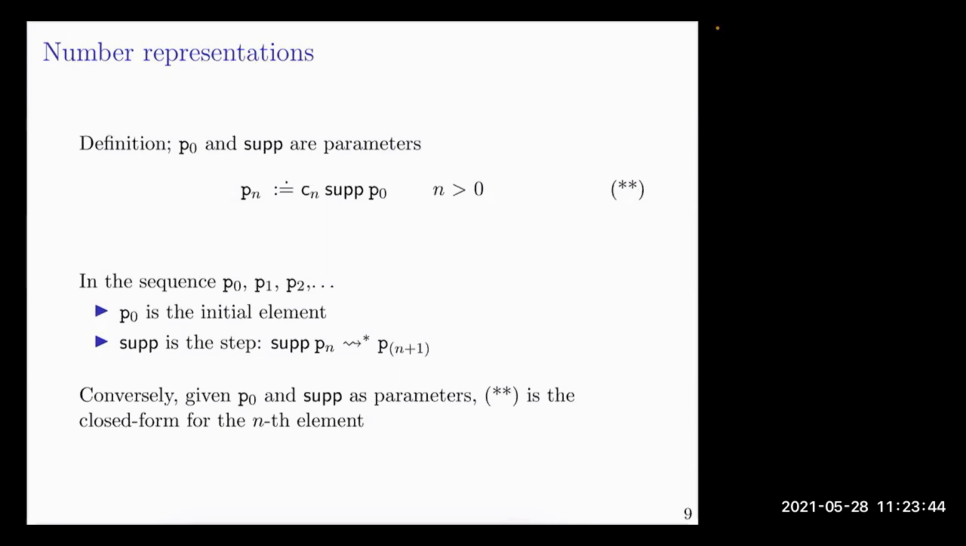Then only P0 is the parameter, right? Pn you just defined now, right? So the only parameter is P0. Yes. So P0 is the initial element, and of course it's consistent. If I plug 0, then sup is the step function. To see that, apply sup to Pn, it would be Pn plus 1, right? Yep. Thanks. So if I just have P0 and sup as parameters, then this expression with two stars gives the closed form for the nth element of the sequence, right?